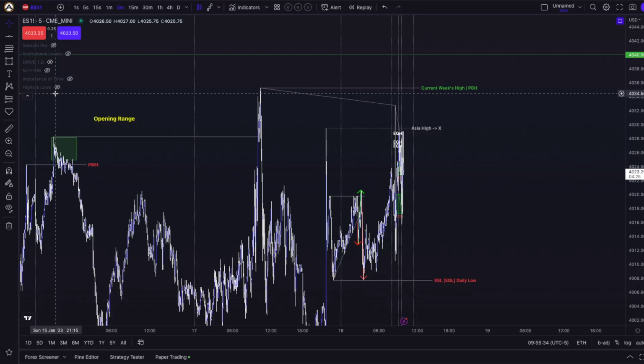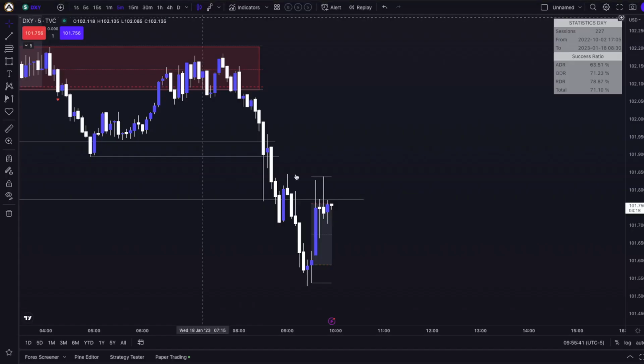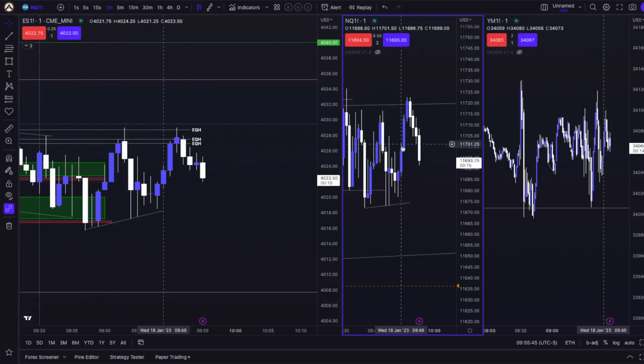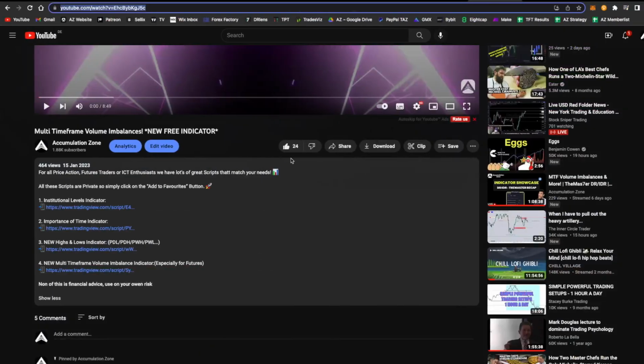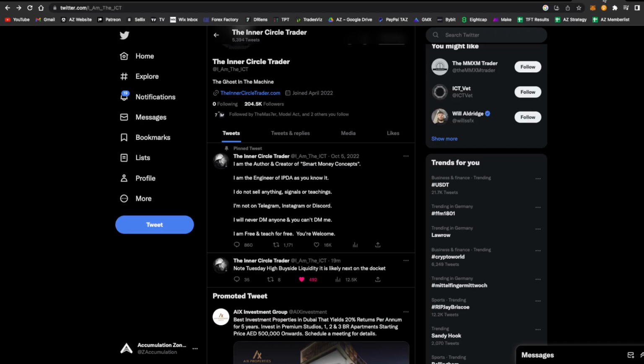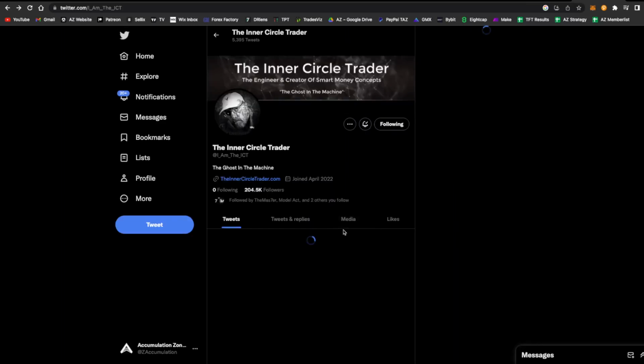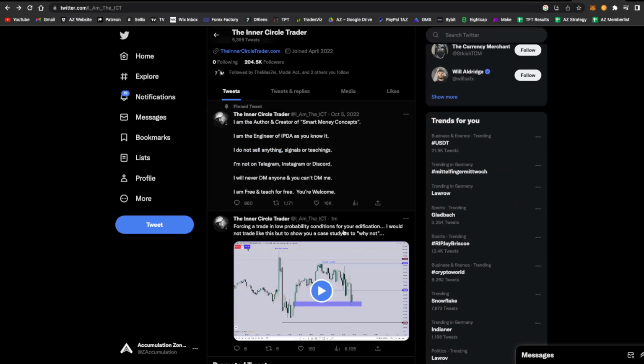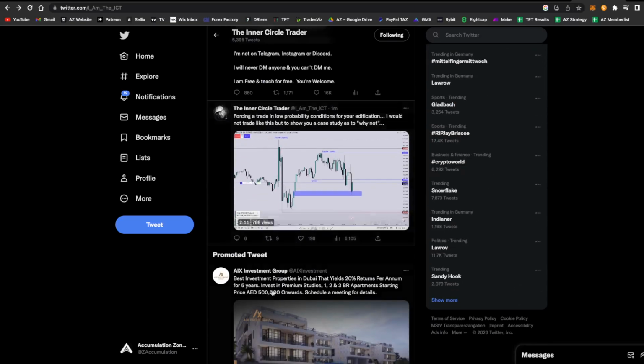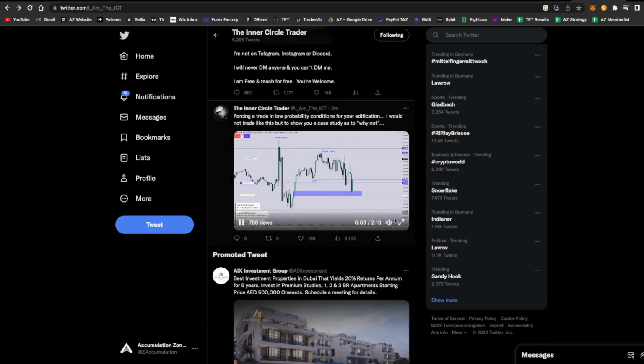Or you said the DR levels are 95% respected on Wednesdays according to the DR lens. We can quickly check the lens if you want. DXY is still holding some resistance here. Nasdaq pulling back right into here. Let's check the DR lens quickly. See if the Inner Circle Trader tweeted something. Just gonna watch that before we.